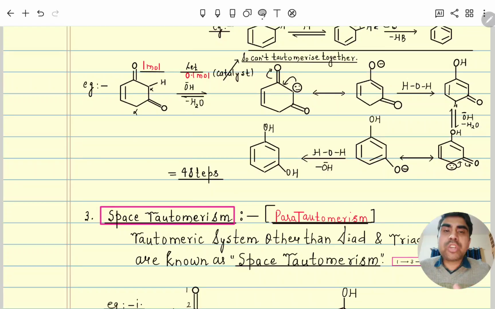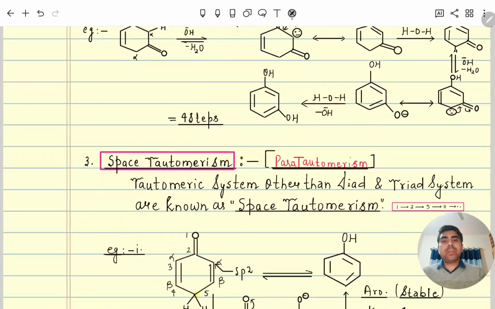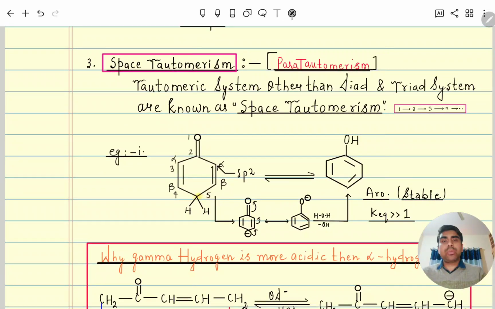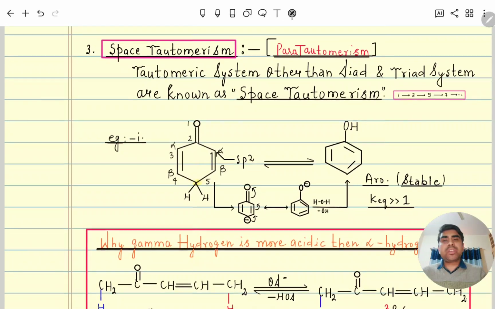So for each keto-enol, how many steps are happening? This is the first step and the second step again involves water, so 2 steps are happening. So for each one keto-enol, how many steps? 2 steps. So here how many keto-enol happen? One is here and one is here, so total 4 steps. Clear? Next, moving to the third type of isomerism, tautomerism, that is alpha-space tautomerism.